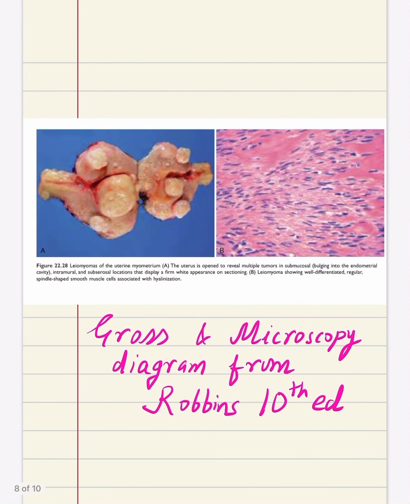Lastly, this diagram from Robbins, just to explain it, this is the gross specimen of uterus with cervix, and you can see these are the leiomyomas or fibroids. So this is a leiomyoma projecting into the endometrial cavity, and this is in the muscle layer. Again, this is in the myometrium. So these are different leiomyomas which are present in different locations. And this is a microscopic diagram showing these smooth muscle cells arranged as fascicles, and this is the hyaline change. So these are the areas of hyalinization. These are pink and smooth areas of hyalinization.